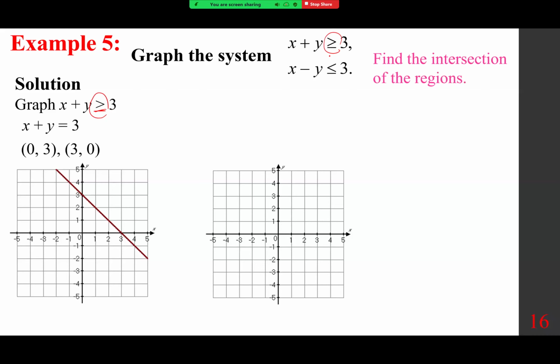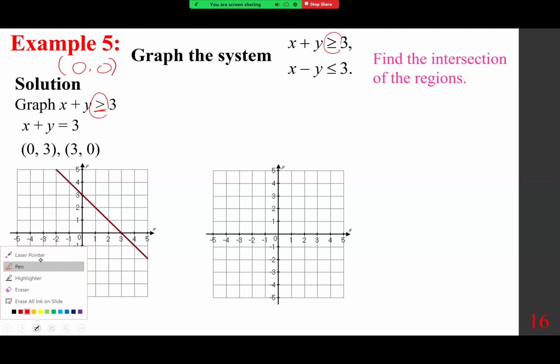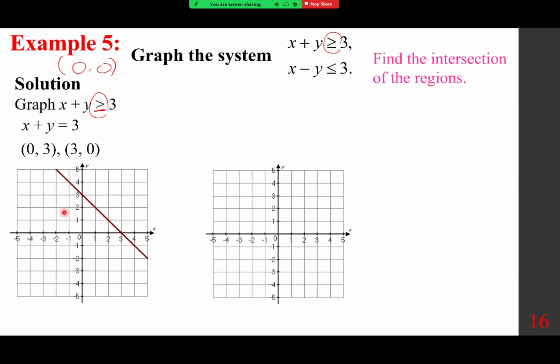Now we go with the test point again. As always, 0, 0 is a good one if it doesn't belong to the line. If you plug in 0 and 0 here, 0 greater than or equal to 3 becomes a false statement. 0, 0 is not a solution. This side is not a solution. The opposite side is. So again, 0 plus 0 is 0 larger than or equal to 3. It's a false statement. F short for false statement.